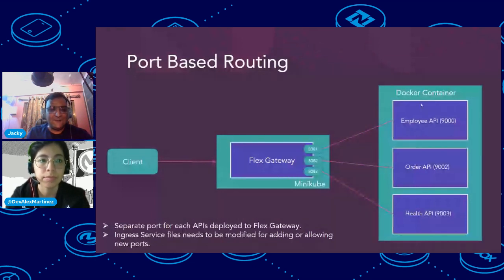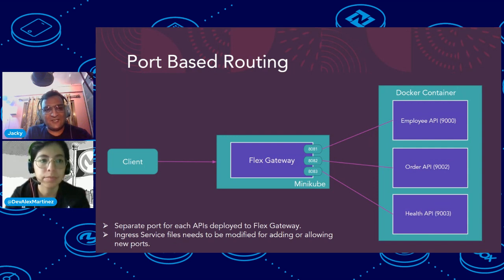I'm going to discuss that. When you are using port-based routing, you have to consider a separate port for each API deployed to the Flex Gateway, and you have to modify the ingress service file. In case of a Docker container, you may have to open more and more ports. Basically, that is some kind of risk. I will not say it is a bad approach or a good approach. Generally, you have to do some extra work for achieving this particular thing.